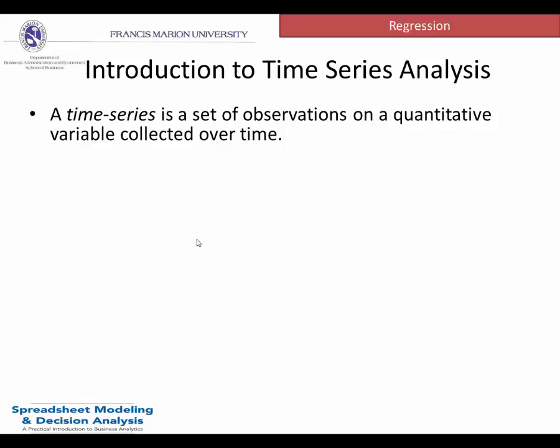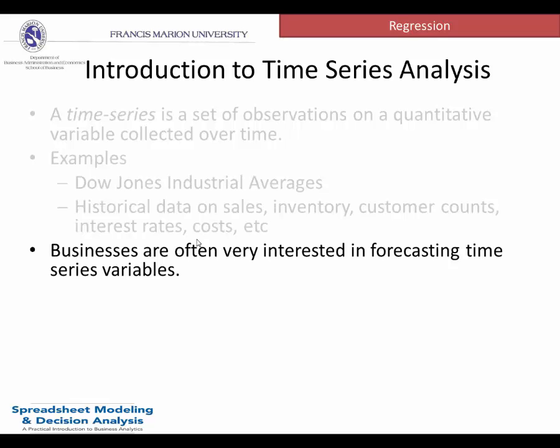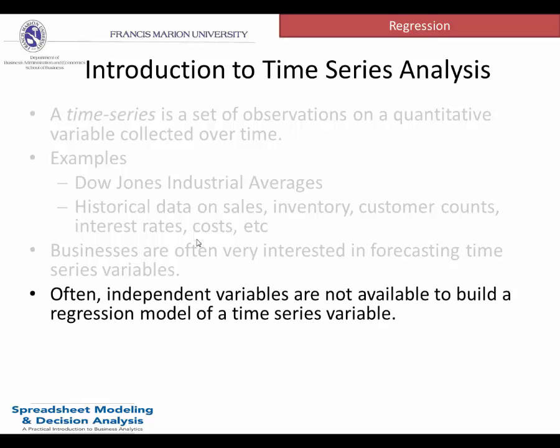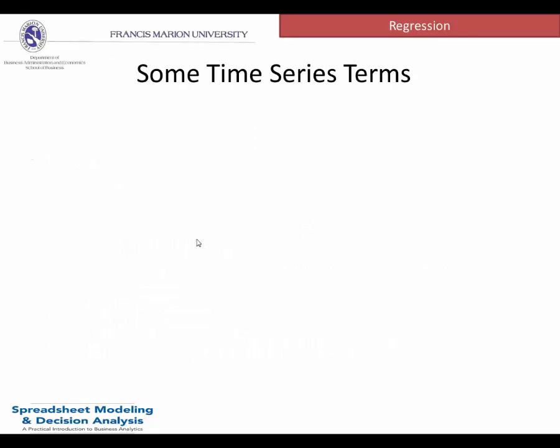So time series is a set of observations on a quantitative variable collected over time. Example, Dow Jones Industrial Average, historical data on sales, inventory, customer counts, interest rates, costs, etc. Businesses are often interested in forecasting time series variables, and often independent variables are not available to build a regression model. But when you have the time series, we analyze the past behavior of a variable in order to predict its future behavior.